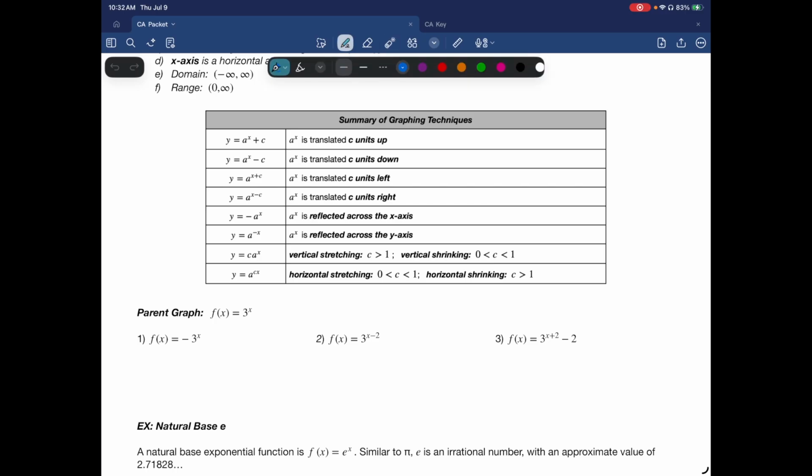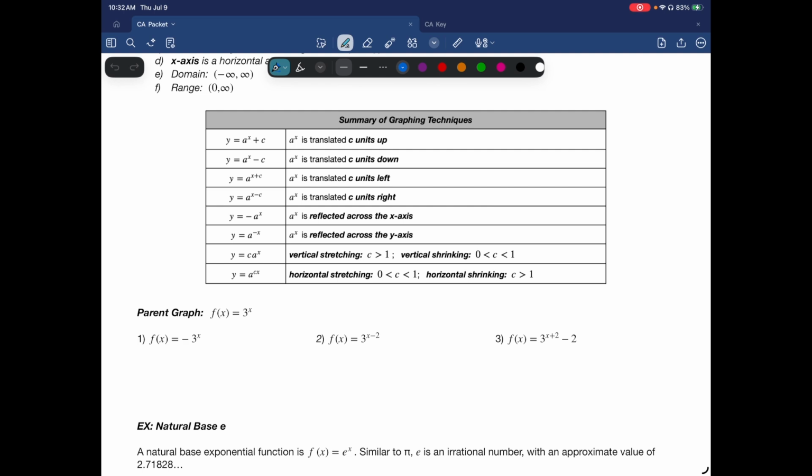Okay, so what we're going to do here on number 1, the parent graph, the original graph, is f of x equals 3 to the x. I want to know what is going on at each of these. For number 1, we've got f of x equals 3 to the negative x. For number 2, we've got 3 to the x minus 2. And for number 3, we've got 3 to the x plus 2, minus 2.